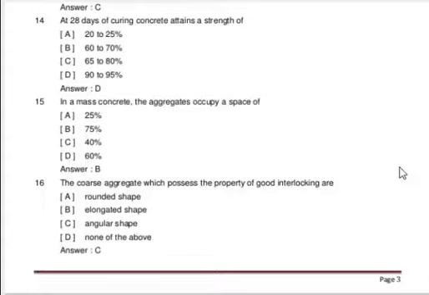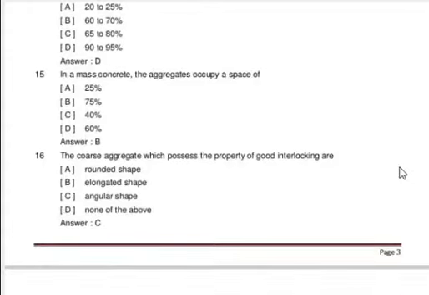Now next question 15. In a mass concrete, the aggregate occupy a space of: 25%, 75%, 40%, and 60% are the options. Here the 75% is the best answer.